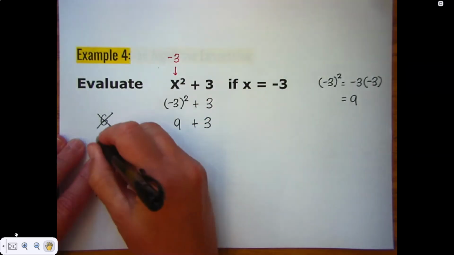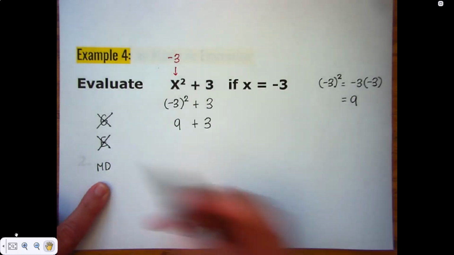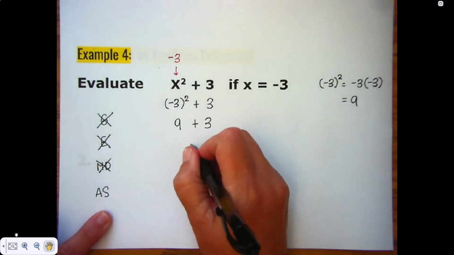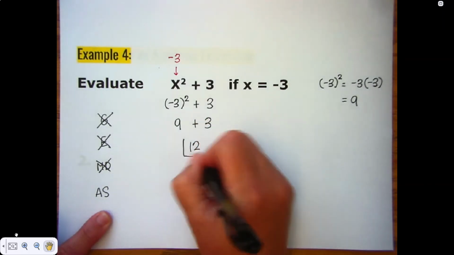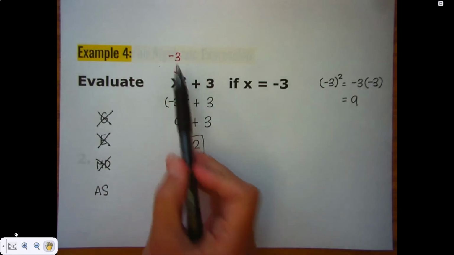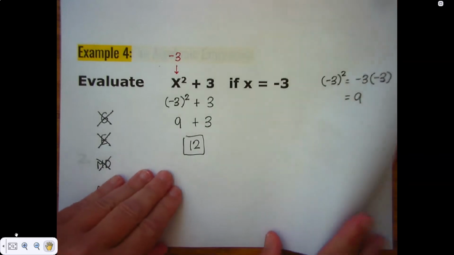Now when I look at 9 plus 3, no more exponent, so I can mark that off. Does this problem have multiplying or dividing? No. Does it have adding or subtracting? Yes. So I do 9 plus 3, and 12 is my answer. So make sure when you're subbing these numbers in that if it's involved in multiplying, you put parentheses to show that multiplication, and make sure if your number is being raised to a power, like it is here, that you also put that number in parentheses.